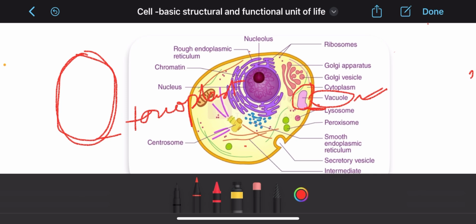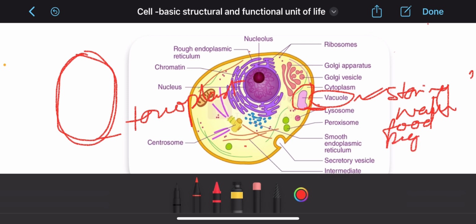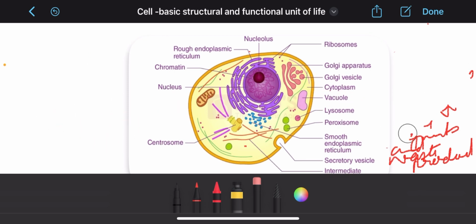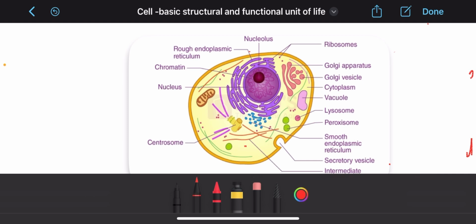It is responsible for storing water, food, pigments, and waste products. Now, there are certain granules also present in the animal cell. If present in an animal cell, they are known as granules of glycogen. And if present in a plant cell, they are granules made of starch, which are responsible for storing food.